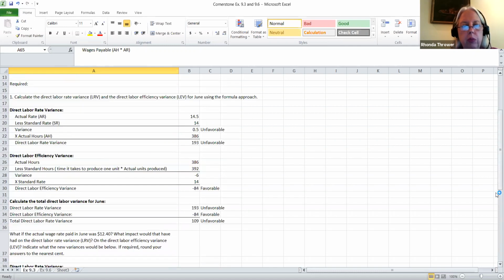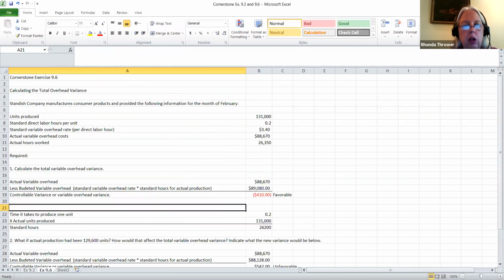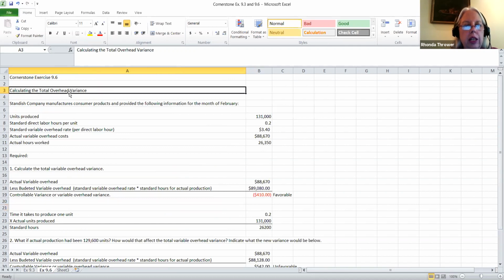On our next problem that we're going to do, we're going to talk about a controllable variance, and what they're calling it in this textbook is calculating the total overhead variance. And in the old textbook that we used in ACC 121, we called this the controllable variance. And you'll remember that the controllable variance was based on variable overhead rates.